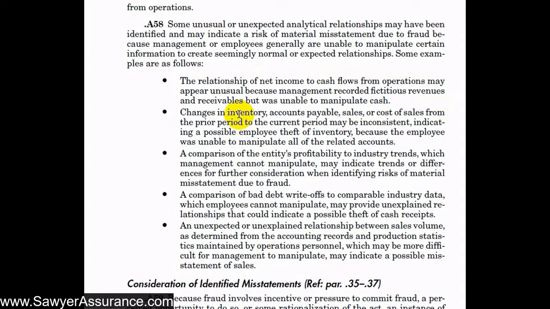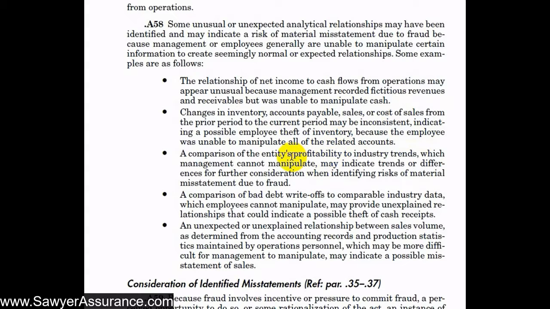There might be some odd changes and relationships of inventory to accounts payable, sales, or cost of sales, because if an employee is stealing inventory, it would be difficult for them to manipulate all of the related accounts to that inventory, unless there was some kind of collusion or they're able to access the journal entries and journal ledgers and such. So really, different changes and odd relationships in these accounts might indicate some kind of fraud.